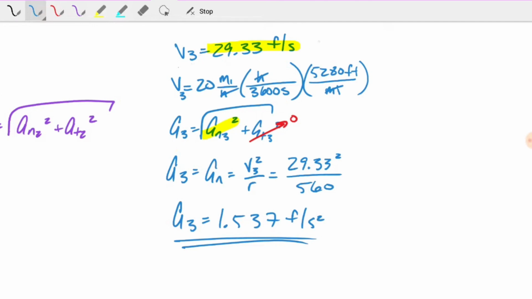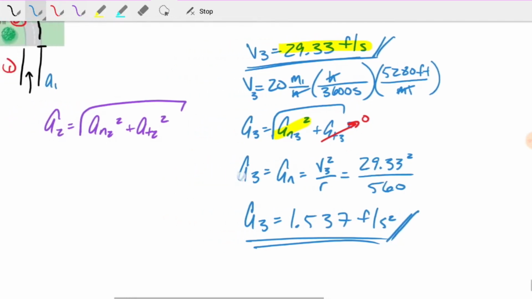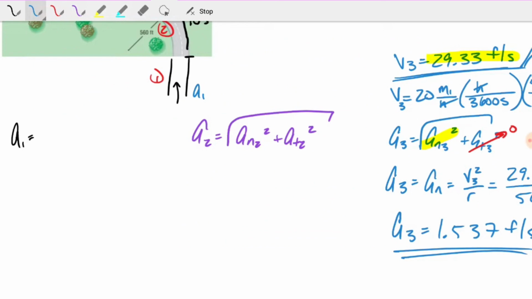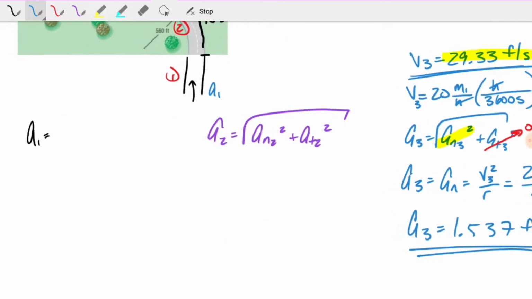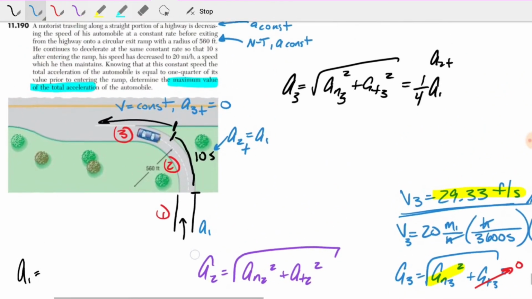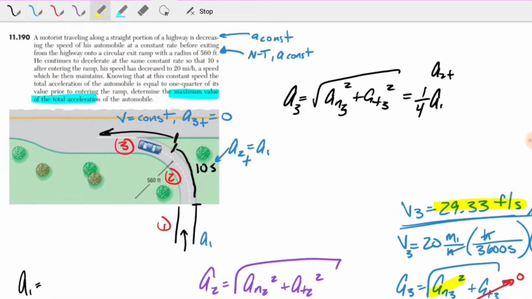I also know my V3, excuse me. All right, so I'm picking the problem apart. Let's see what else. So I know the acceleration at 3. I don't know 2 and 1, so I got to compare them. I got to figure out 2 and 1. Fortunately, they did tell us something else that we needed to know, and I wrote it down already. We know A3 is going to be equal to 1/4 of A1, which is also going to be 1/4 of A2. So I'm going to use that to get an answer.